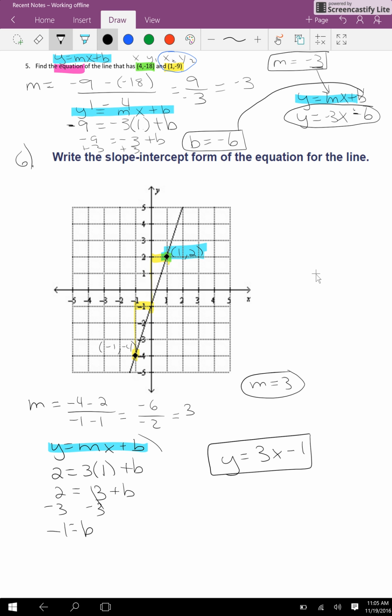Some of you don't need to do this work because you've noticed, where does our graph cross the y-axis? It crossed at -1. So if you notice that, you don't have to show your work. You can just highlight it on your graph and then be done with it.